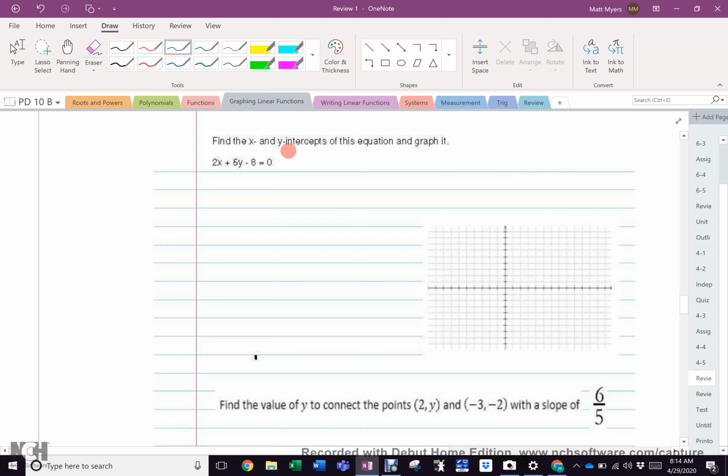Find the x and y intercepts of this equation. Well, we remember x intercepts are at x, 0. Y intercepts are at 0, y. There is an x value, there is a y value. Sub them in there, get the values, and put them on the graph and connect the dots.